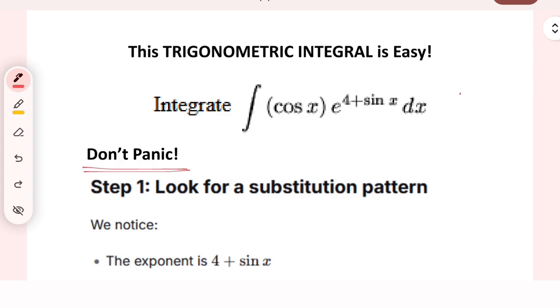The first thing you need to do if you see an integral, my advice is step 1: look for a substitution pattern. What do I mean by substitution? Remember those let u, then du, those are substitution patterns. So let's see if we can apply a substitution pattern to this integral.